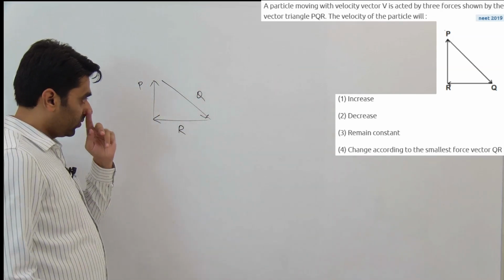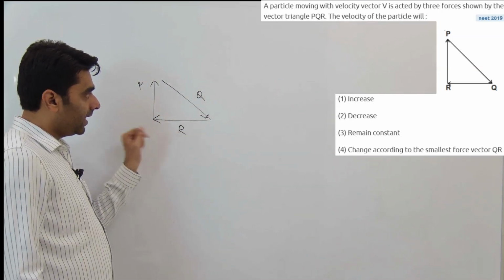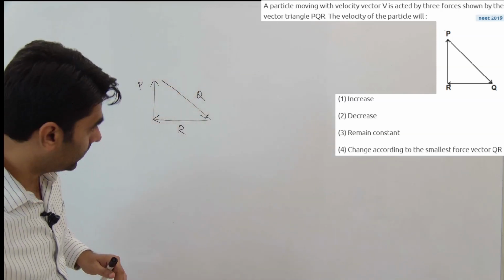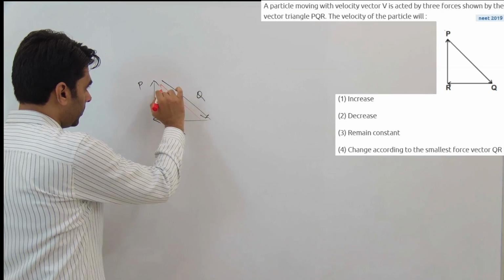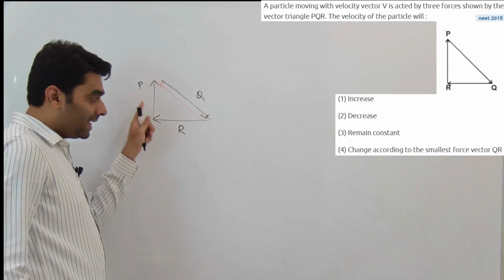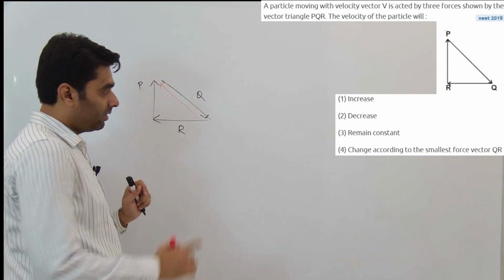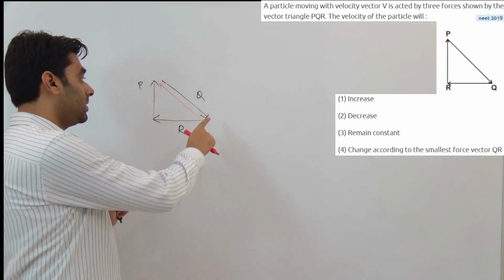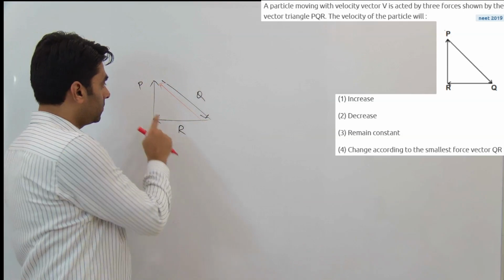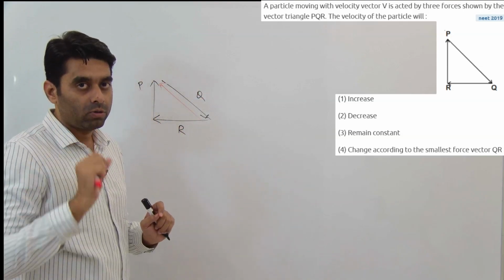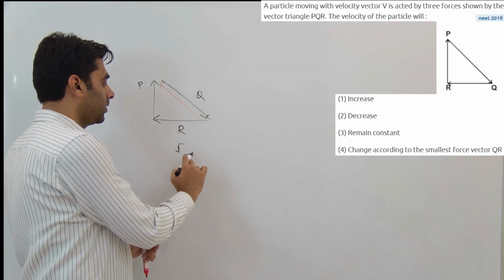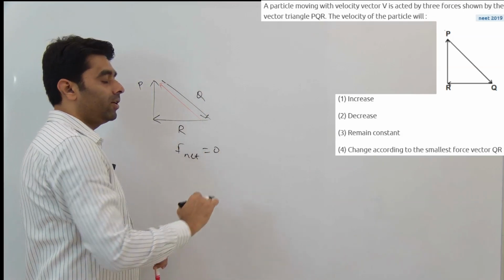If you notice carefully, the resultant of P and R will be opposite to Q, something like this. If I draw it for you, it will be something like this. The resultant of P and R will be this way, but our Q is opposite, coming over here. That means they are forming a closed triangle. This P, Q, R are forming a closed triangle. That implies F net of all these will be 0.